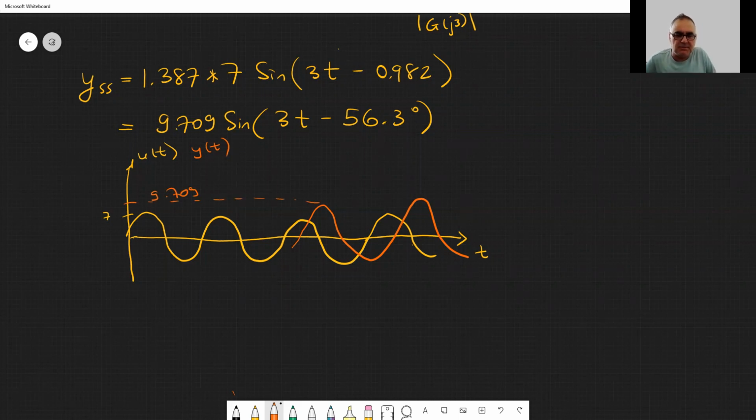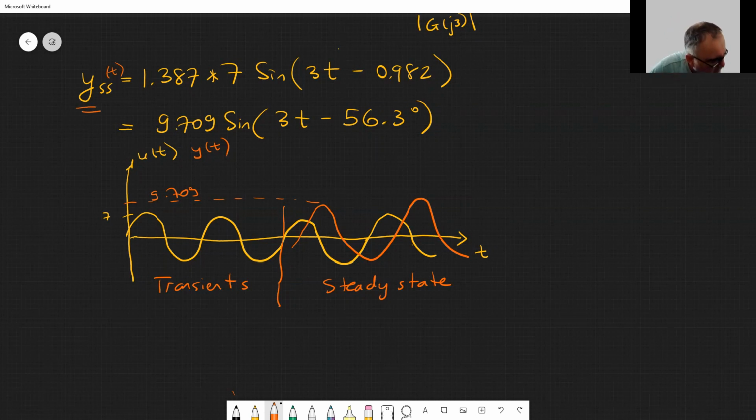Now, the reason I have started it from a point is in the beginning, there will be some transients which will die out, and then there will be the steady state response of the system, okay, which we are going to be finding. That's why I call it y_ss of t here. So the steady state response of the system changes, and there is a phase shift, as you see.